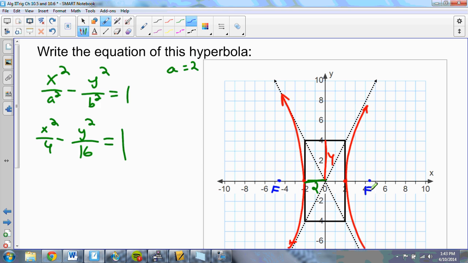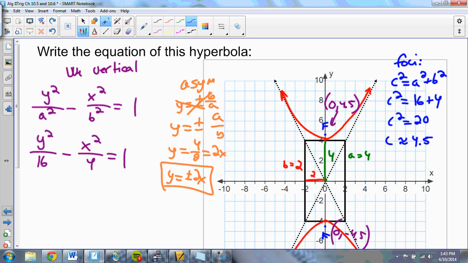What flipped for the x and the y? All that happened was the squares switched between x and y. Move the foci to the x-axis. That's it.